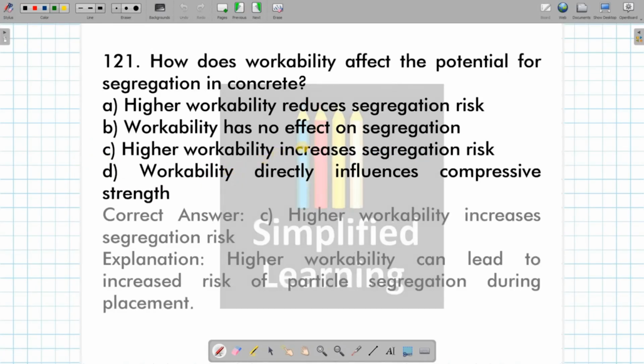Then how does the workability affect the potential for segregation in concrete? See, higher workability means more fluidic concrete, more flowable concrete, and thereby high water content ratio is going to be there, which is going to lead to permeability problem.